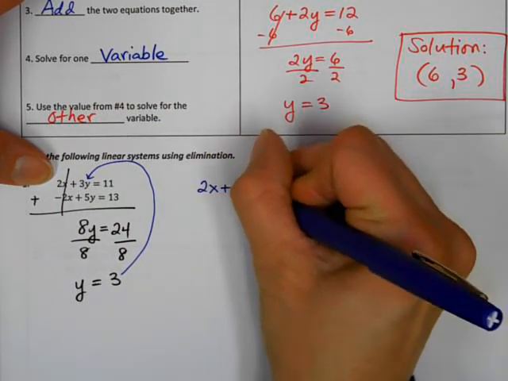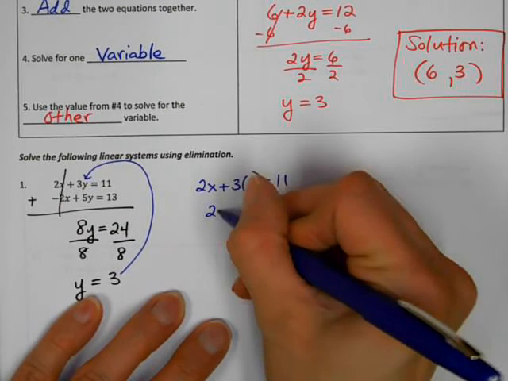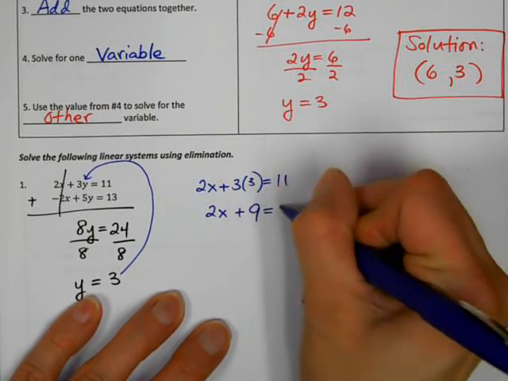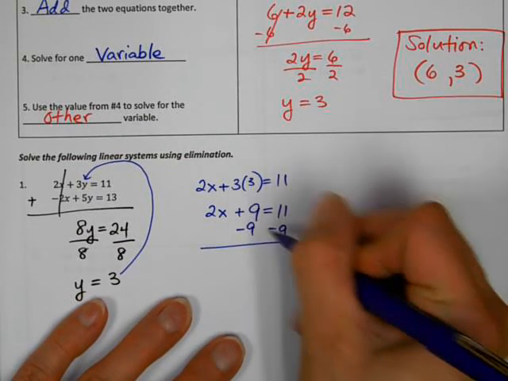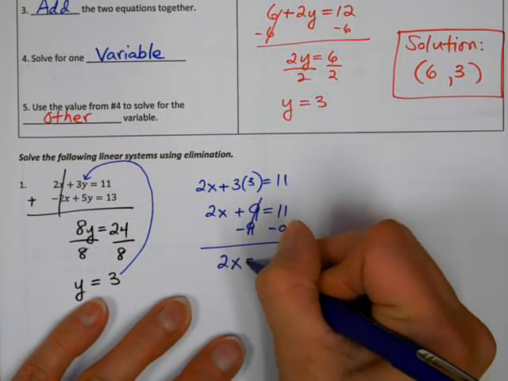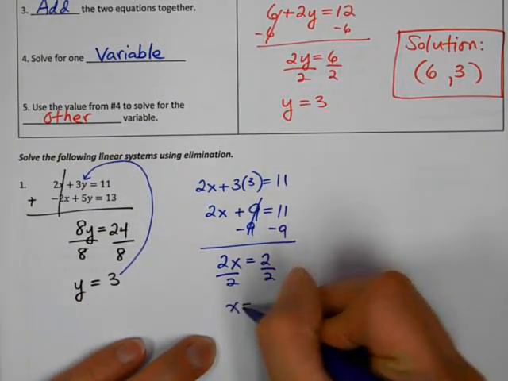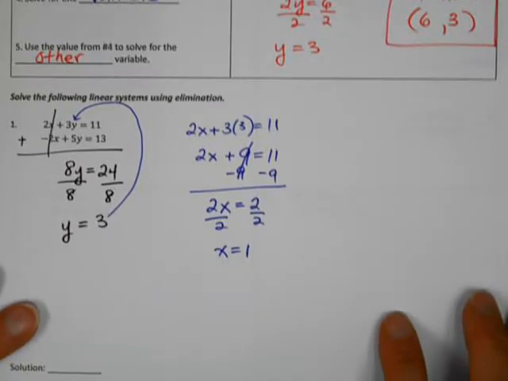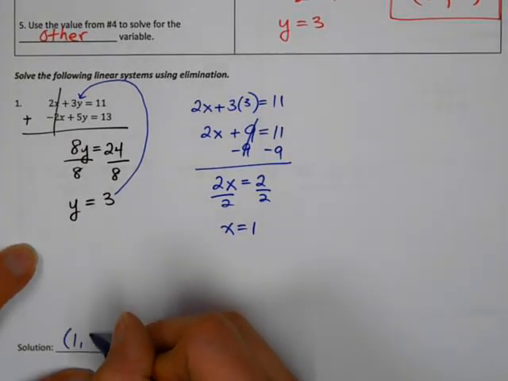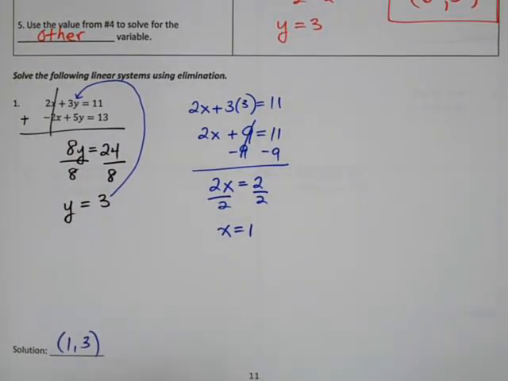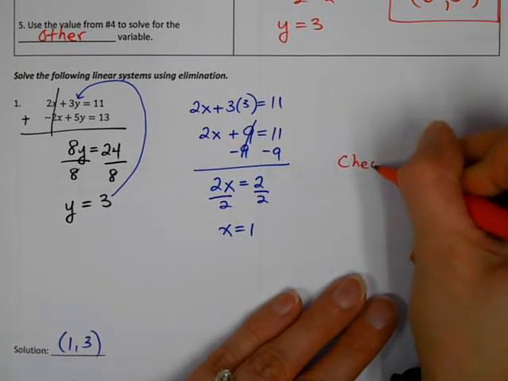2x plus 3 times the y value equals 11. 2x plus 9 equals 11. Let's subtract the 9 from both sides. 2x equals 2, and x equals 1. So I believe that the solution for this system is the point (1, 3). I do want to make sure I get an A this chapter, so I'm going to go over here and just do a little bit of work to check.